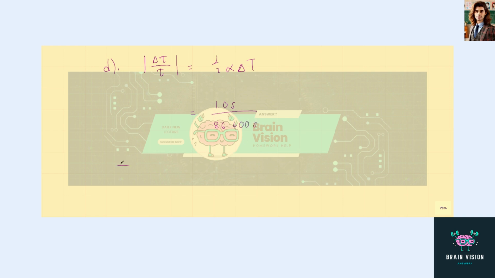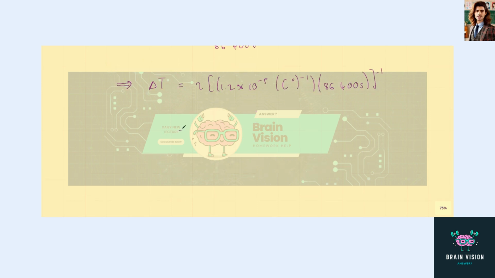And so from here we can calculate what the change in temperature needs to be, delta T. And delta T is 2 times alpha for steel, which is 1.2 times 10 to the minus 5 per Celsius degree, times a time of 86,400 seconds, all of this to the minus 1. And so calculating, we get the change in temperature to be 1.9 degrees Celsius.